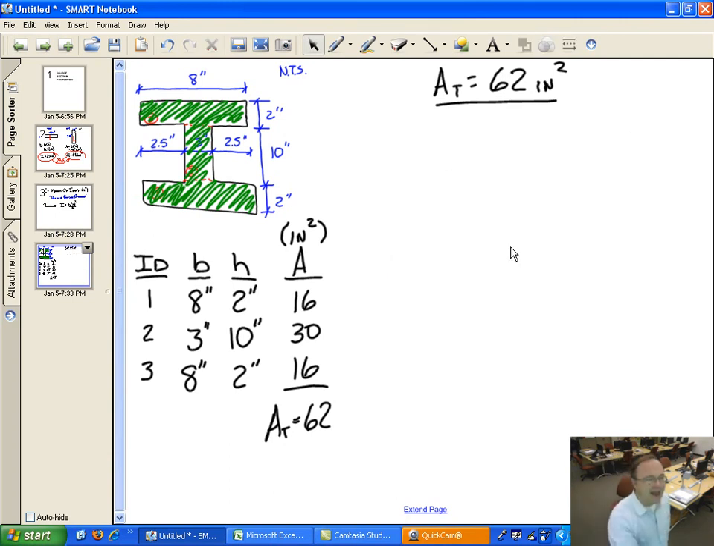Now we want to determine the centroid. Where's the center of this object? Well, this one should be pretty easy because it's symmetrical. It's going to be in the middle. So I know the centroid is right here. But what if we don't know that? What if we have an irregular shape? Some shape that looks like this.